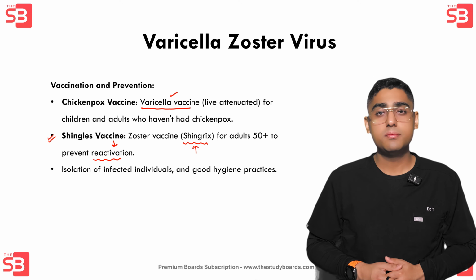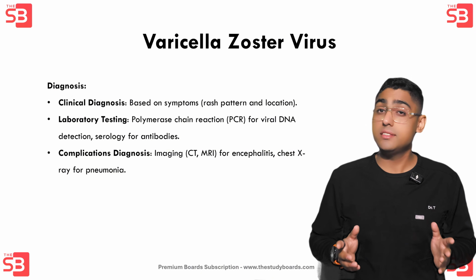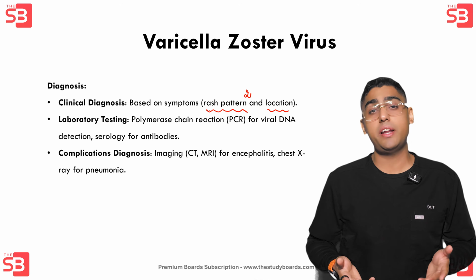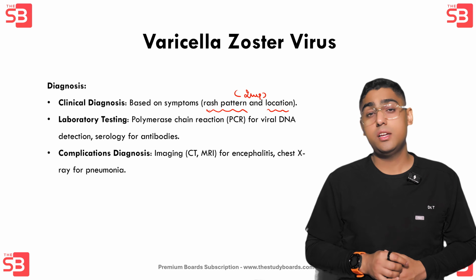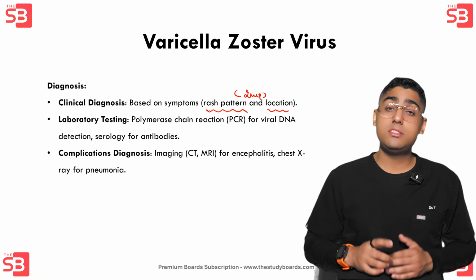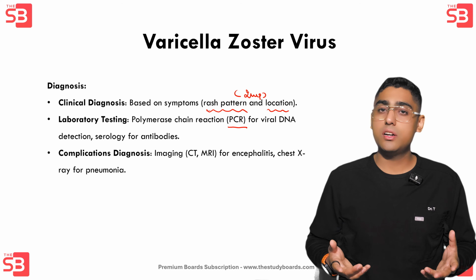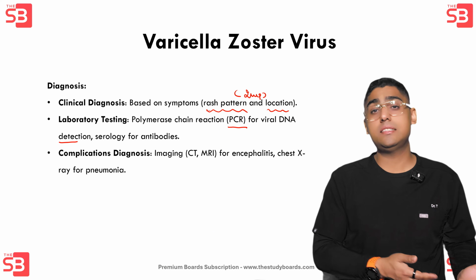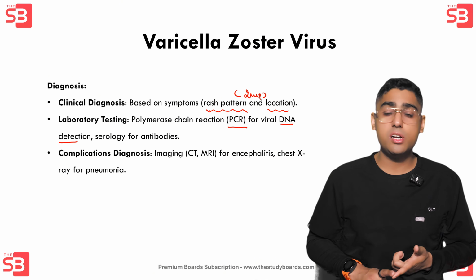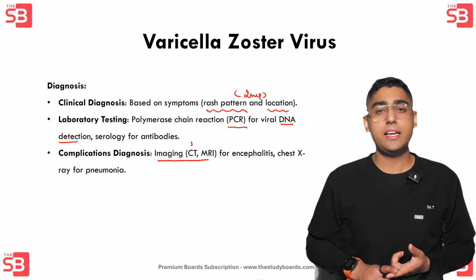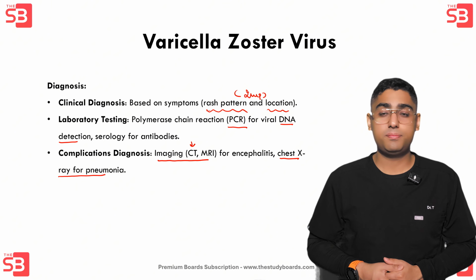Now, the diagnosis of VZV infection is usually based on clinical symptoms, particularly the appearance and location of the rash. For chickenpox, the widespread vesicular rash is a key sign. And for shingles, a localized rash and severe pain help us distinguish it. If needed, lab tests like PCR can be used to detect the virus DNA in samples from blisters or the blood. And in cases where there are complications such as pneumonia or encephalitis, imaging tests like X-rays or MRIs can also be used to evaluate the extent of the infection.